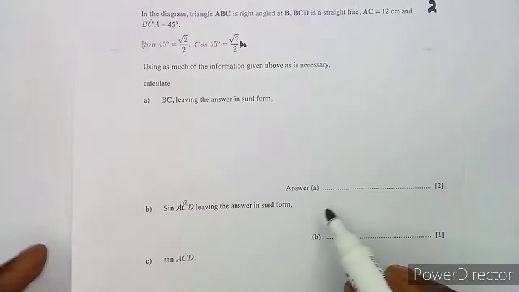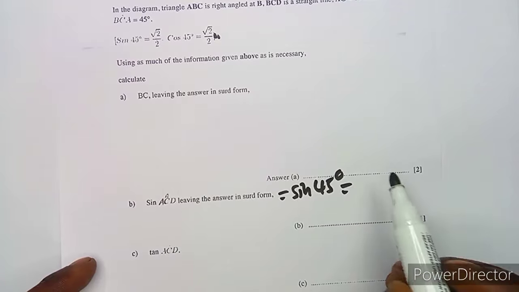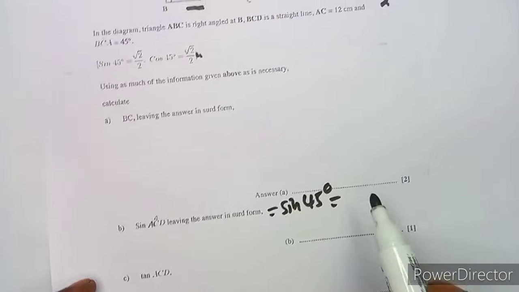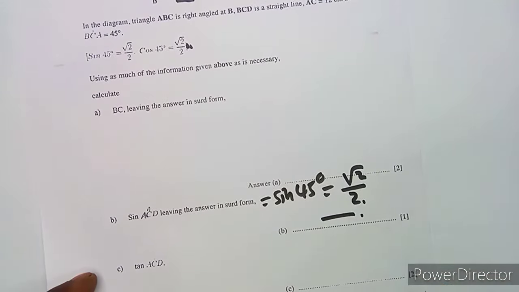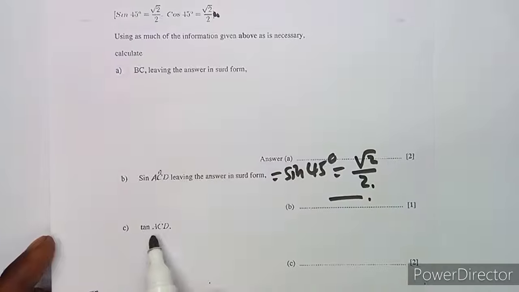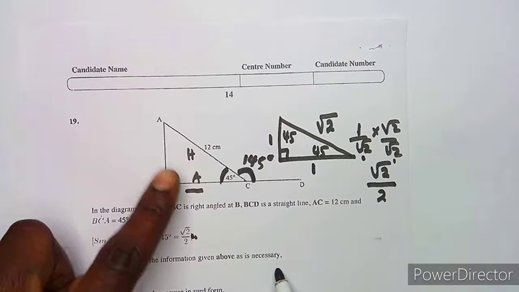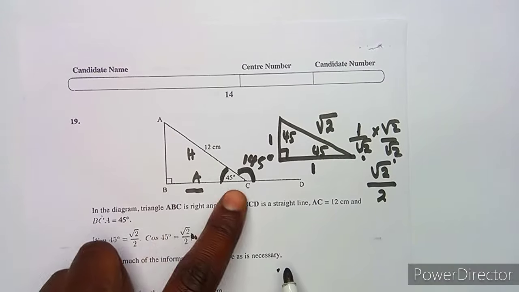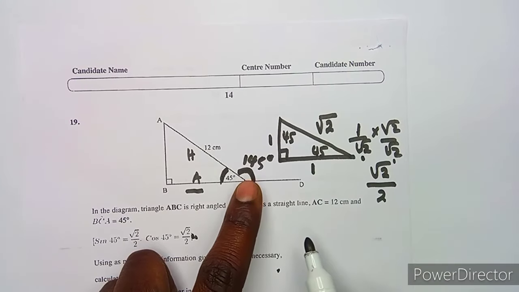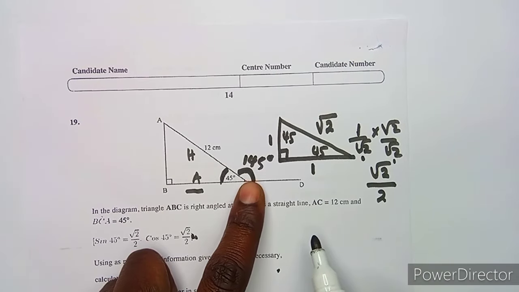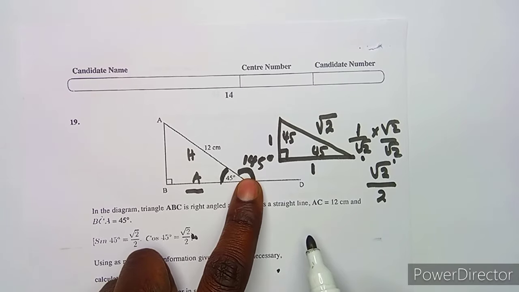So this one is equivalent to sine 45 degrees, which is equal to square root of 2 over 2. Remember, we are given a square root of 2 over 2, so this one does not change. Okay, then what about tan ACD? Tan now is going to be negative. It is only sine which is positive when it is obtuse, but cos and tan are negative.